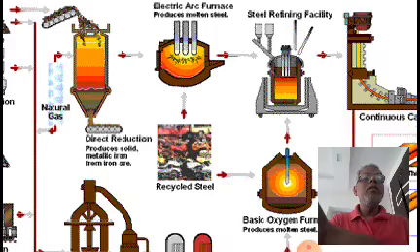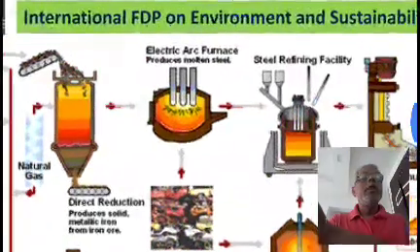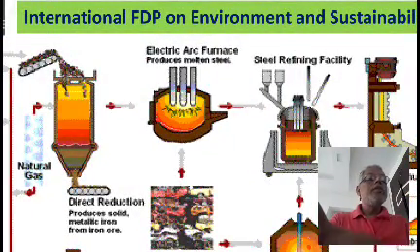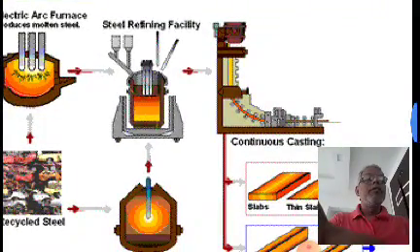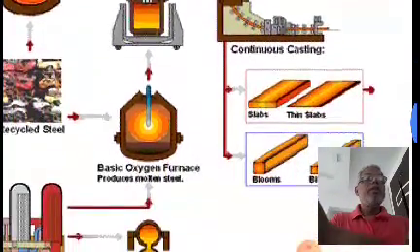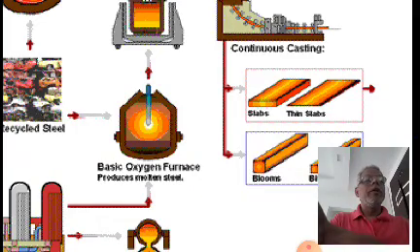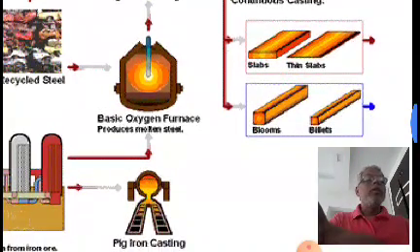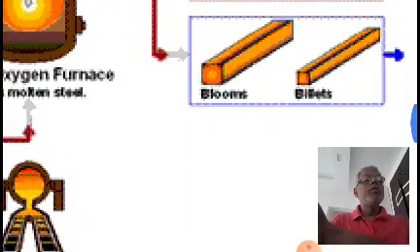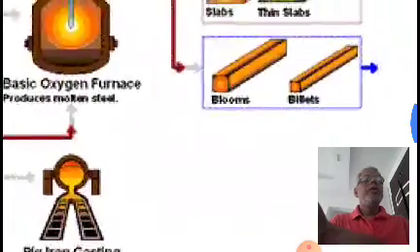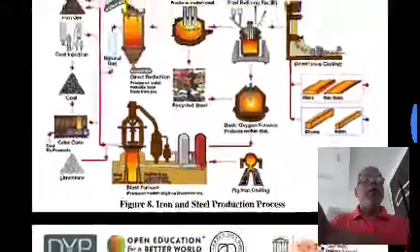Then recycled steel goes here into the electric arc furnace, then the steel refining facility, and after that the continuous casting, and you will get the slabs, thick slabs, thin slabs, or blooms or billets as per the requirement.